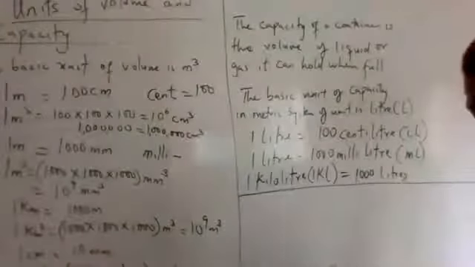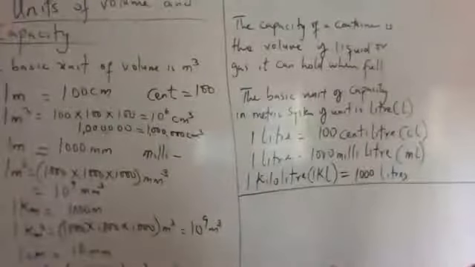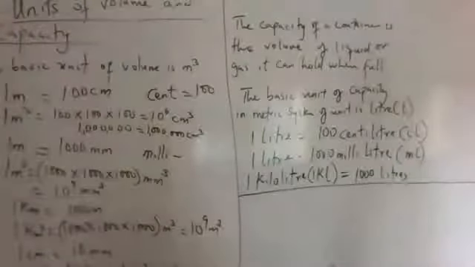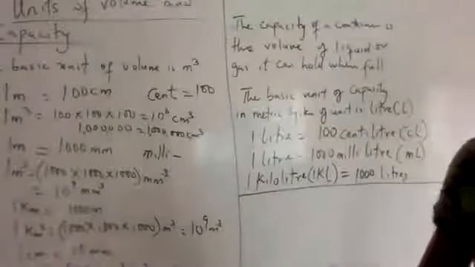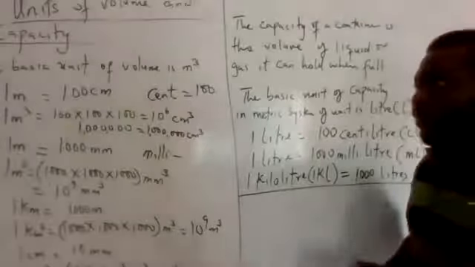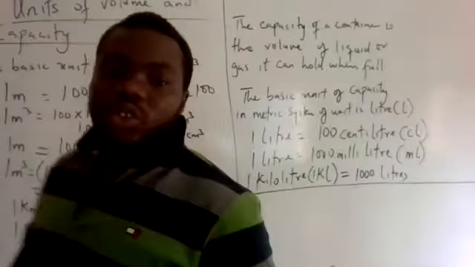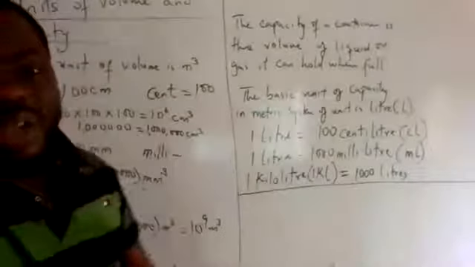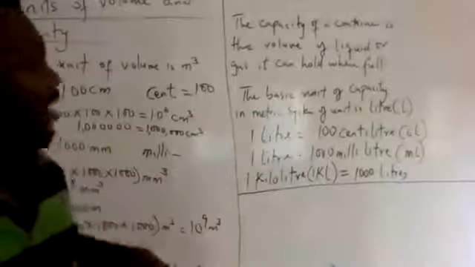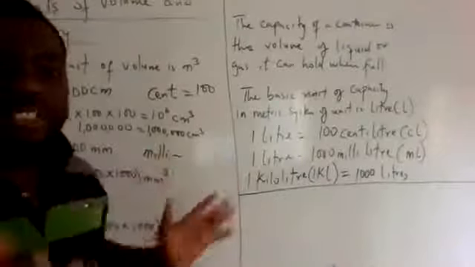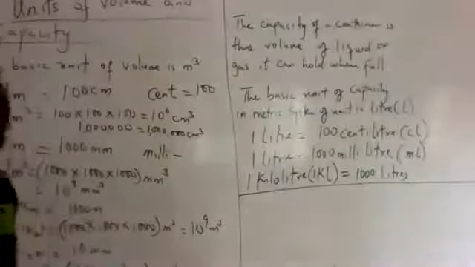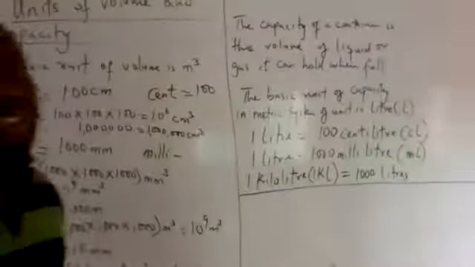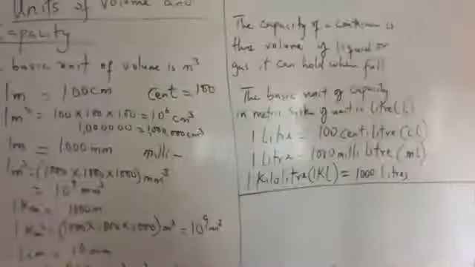Now, we need to look at the relationship, because that's where questions come from. The relationship between the unit of capacity and the unit of volume. Units of capacity are the ones that have to do with liters, when you're talking about liquid content. The unit of volume is when you're talking about solid content. So please don't mix it up. When we talk about capacity, we're talking about liquid. When we talk about volume, we're talking about solid. Are you following me? So now, we move on.